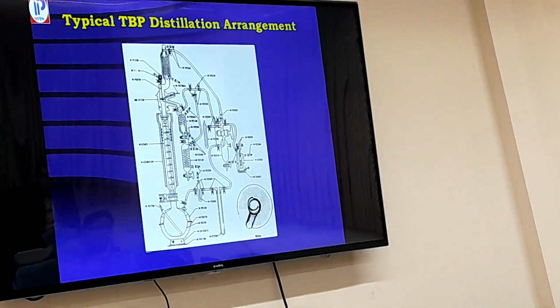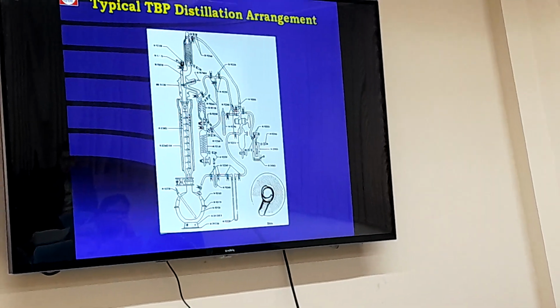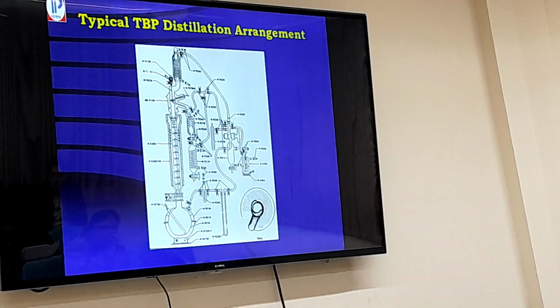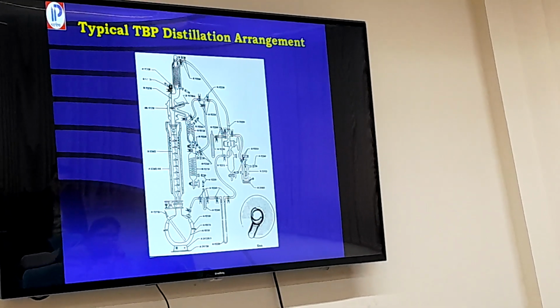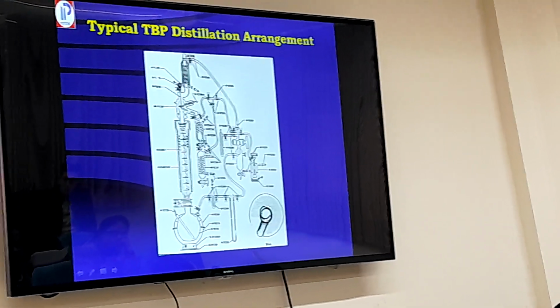Say you want to separate the normal heptane. Normal heptane has a boiling point of 110, correct? So at a temperature of 110, you can note down the temperature from here. This is the reflux, to maintain the reflux ratio.